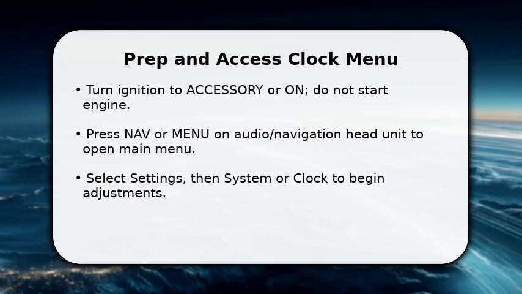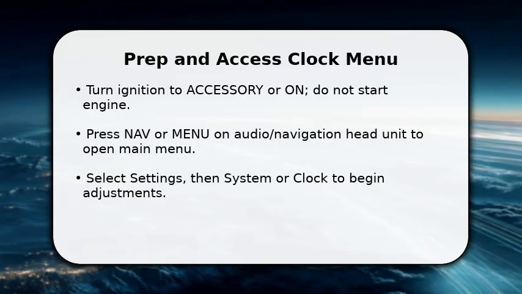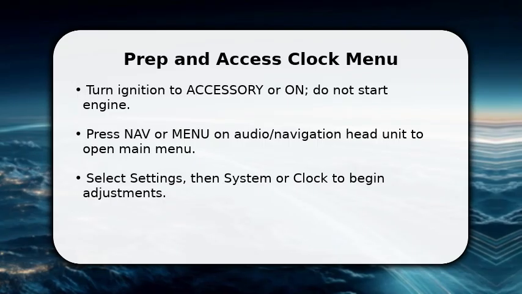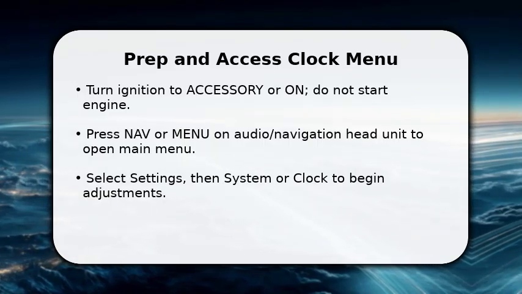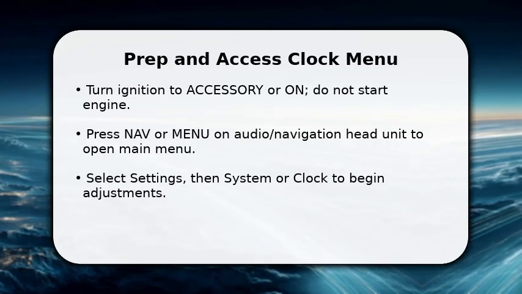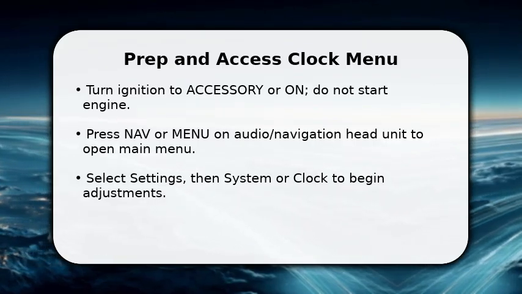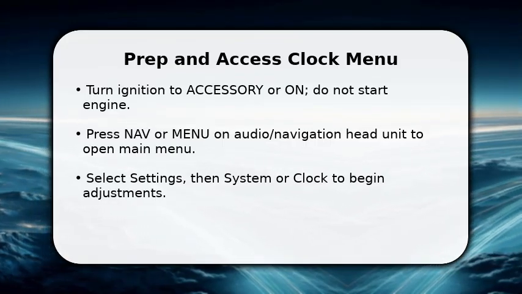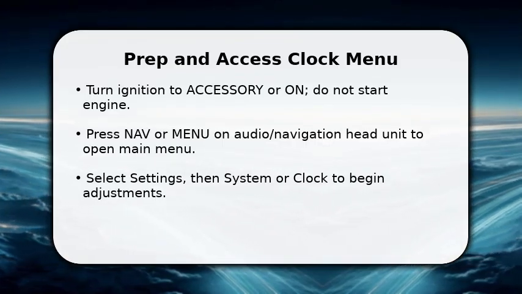You need the van and accessory on so the navigation system powers up. This prevents losing settings. First, press the NAV or menu button on the head unit to open the main menu. Once the screen appears, choose Settings, then System or Clock, depending on your firmware, because Honda groups time controls under System Options. Make sure the parking brake isn't required for touchscreen input.